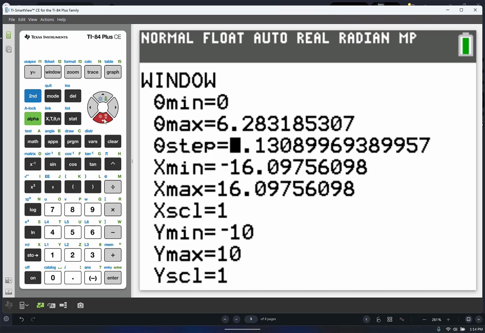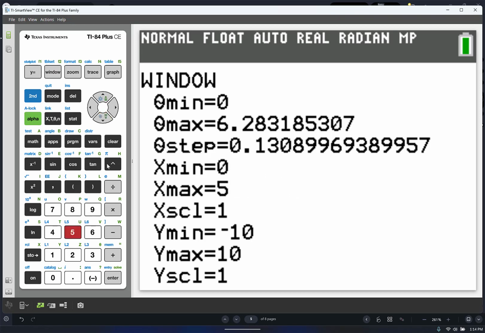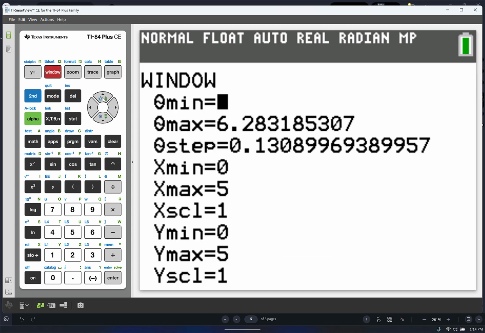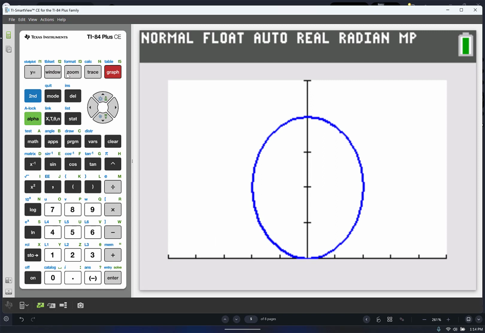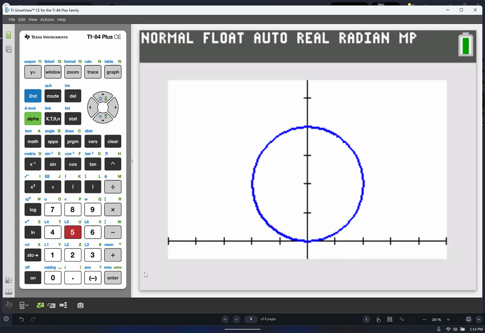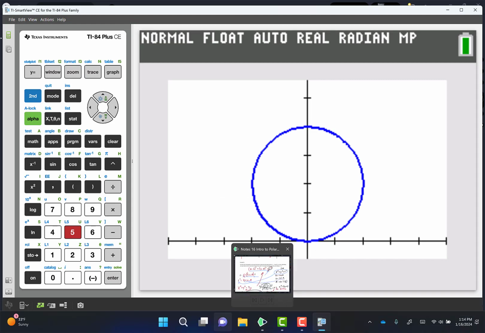0 to 2 pi, that's fine. X-min 0 to 5. Oops, I meant negative 5. Negative 5. Alright, graph. And let me make it look like a circle. Square the window. There it is. Cool, right? Okay.